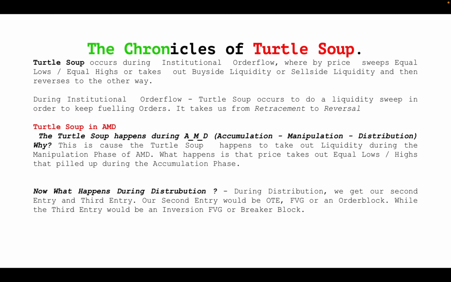So during the institutional order flow, turtle soup occurs to do a liquidity sweep in order to keep filling in orders. It takes us from retracements to reversal. So during the IPDA, when we are having a retracement, the retracement is usually for a turtle soup to occur. Then from there we're going to reverse. So basically, the retracement is going to take out liquidity, then reverse to the other side of the chart.